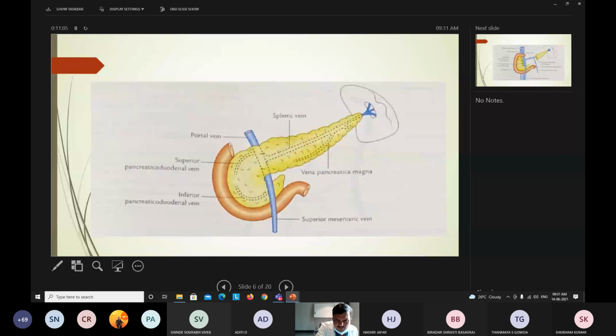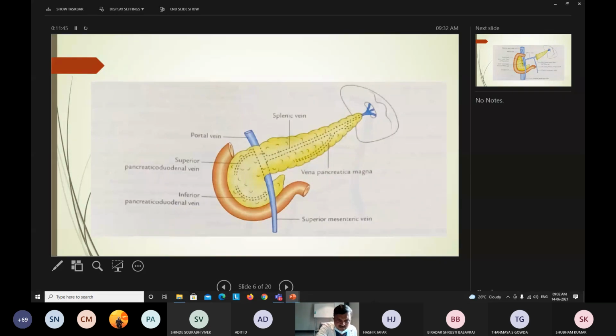The blue color is the superior mesenteric vein, which passes in front of the third part of the duodenum and the head of the pancreas and passes behind the neck of the pancreas. This dotted line is the splenic vein, which comes from the spleen. The venous blood of the spleen is drained by the splenic vein. Both these veins join behind the neck of the pancreas and this is the formation of the portal vein. Is it clear? These two veins unite behind the neck of the pancreas and form the portal vein.